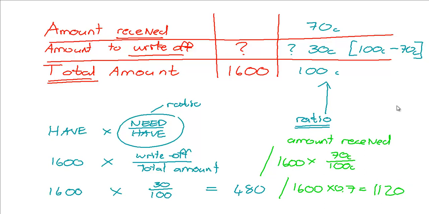And if I then take the total amount, the 1600, and I minus the 1120, I'm going to get my 480 as well. So whichever way you prefer, either you can calculate straight the amount written off by using the 30 over the 100, or you can calculate first the amount received and subtract that from the total amount.